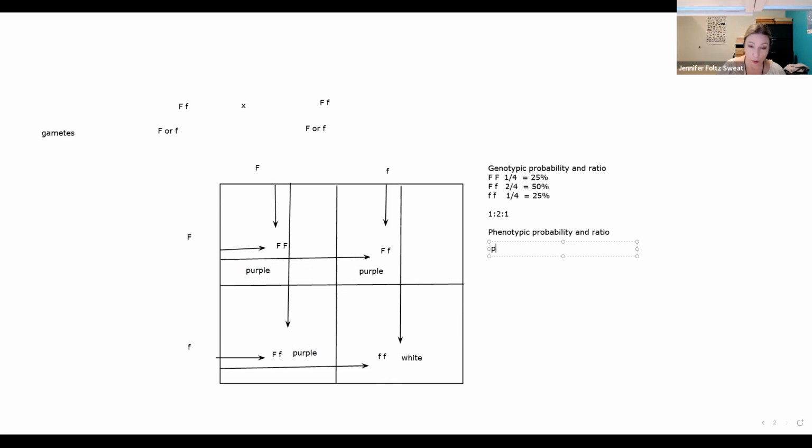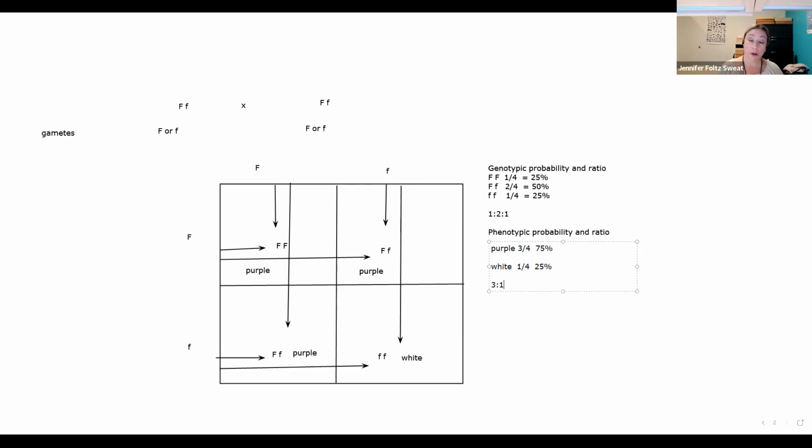So you have purple, remember phenotype, physical appearance, in 3 out of 4 squares, and you have 1 out of 4 squares is white. So 75% of your offspring would be purple, whereas 25% would be white. And your ratio, though, is a 3 to 1.